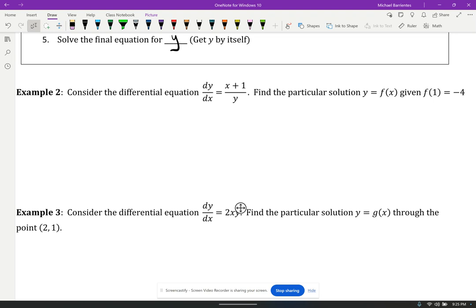All right, here we go. Second example, we're solving differential equations. We're going to separate and integrate. So let's read what example number 2 is asking us to do.